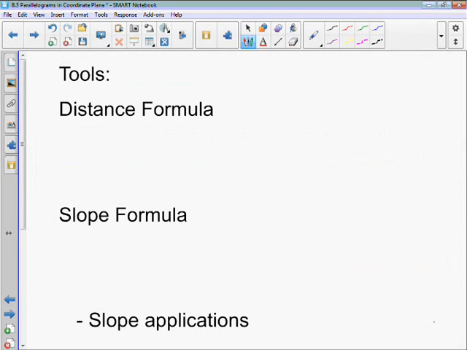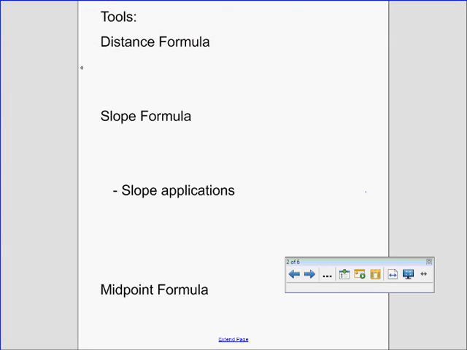All right, some of the tools that we'll need in this section as we're working in the coordinate plane are the distance formula, slope formula, and midpoint formula. So the distance formula, if you remember, is basically you take the x's and the y's, you subtract them. Don't forget to square them. And then you take those two new numbers and add them together.